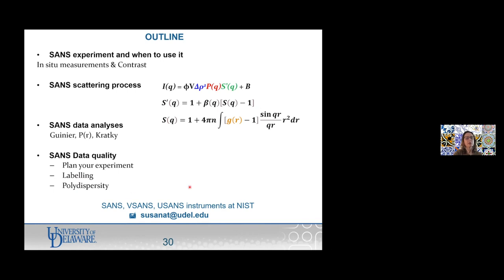And just a final note, as Tommy mentioned, I work at NIST. So at NIST, we have a suite of SANS and VSANS and USANS instruments with different Q ranges. So if you want to do an experiment at NIST, just drop me a message, or if you have any other questions. A take-home message is that you want to talk to instrument scientists if you're thinking about doing a SANS experiment, or even if you're wondering if SANS is the technique that you want to do. Just reach out to instrument scientists, because they're glad to talk to you, and they can at least give you some pointers on what to expect and what you would need.